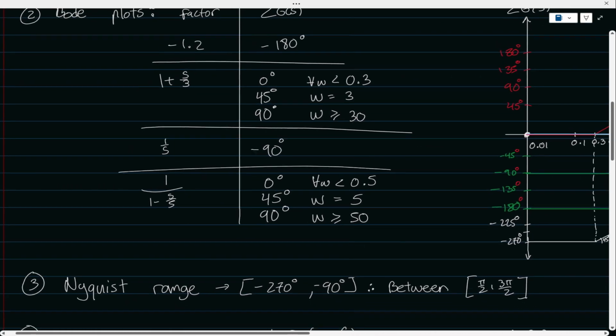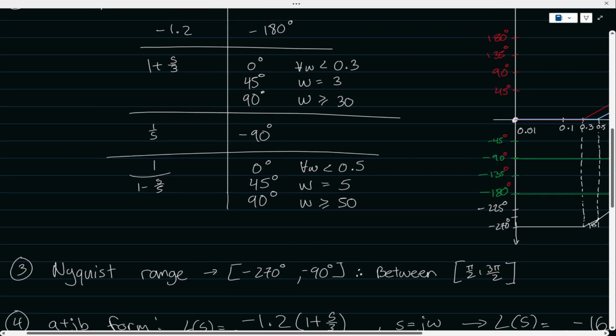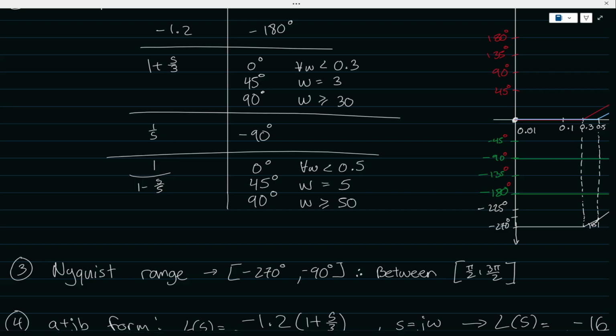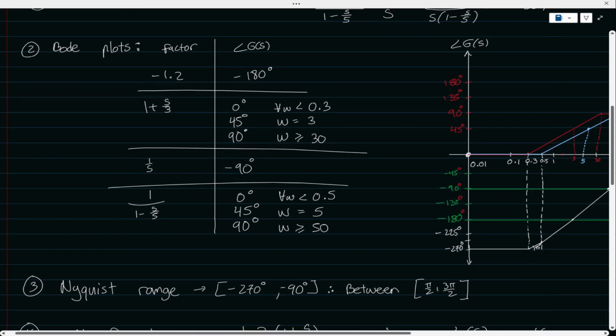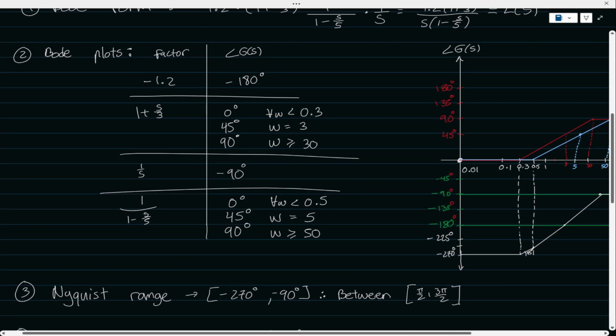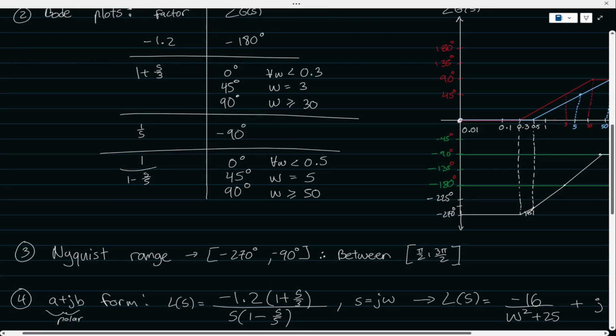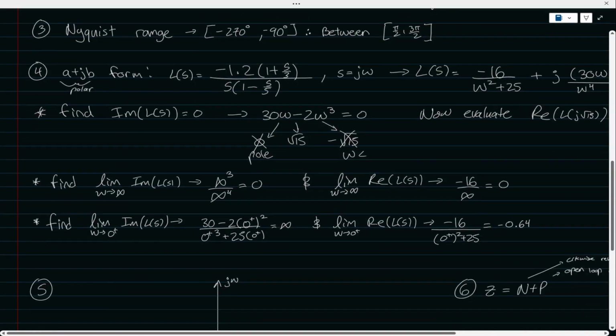Well, for our next step, we need the Nyquist range. I just call it the Nyquist range. Basically, what this is going to tell us is the range in which we sketch our Nyquist plot. So here we got negative 270 to negative 90, or pi over 2 to 3 pi over 2.